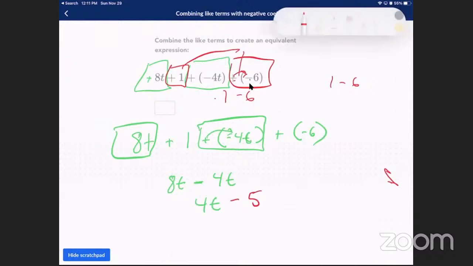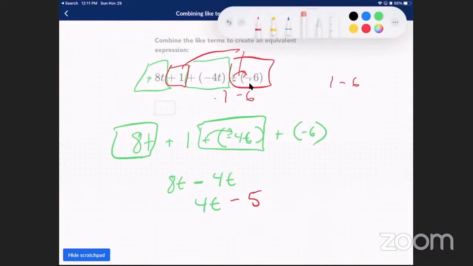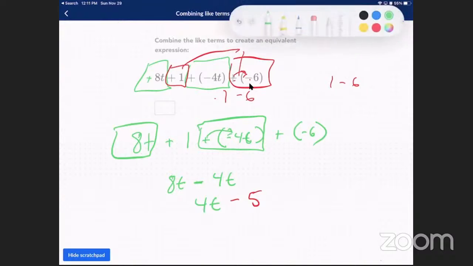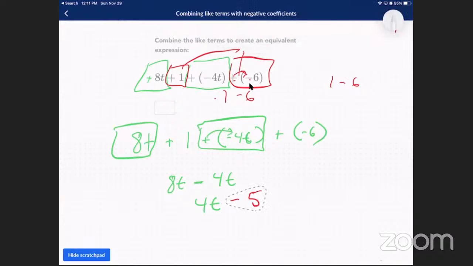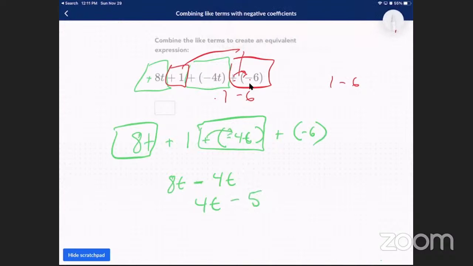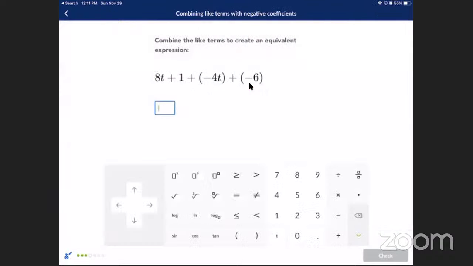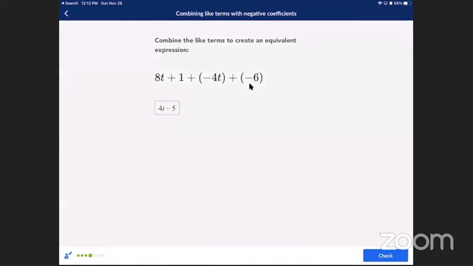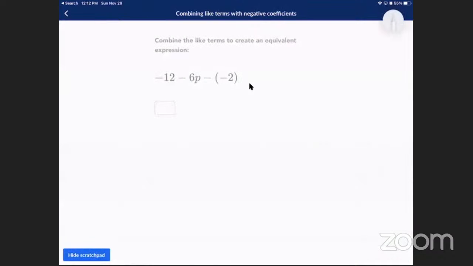Oops, let me just change this. It's supposed to do this. Whoops. Yeah, like that. So it'll be 4t negative 5. 4t minus 5. Not negative 5, but yeah. All right, so we move to the next one.